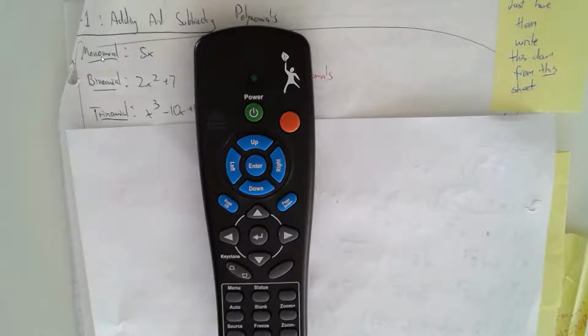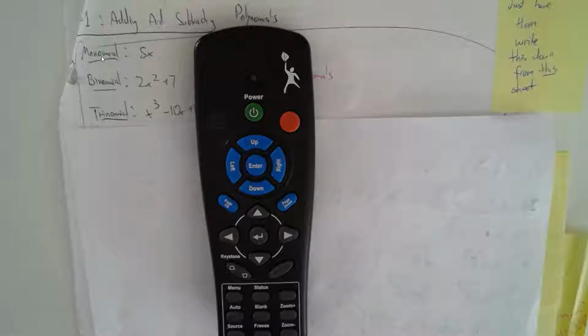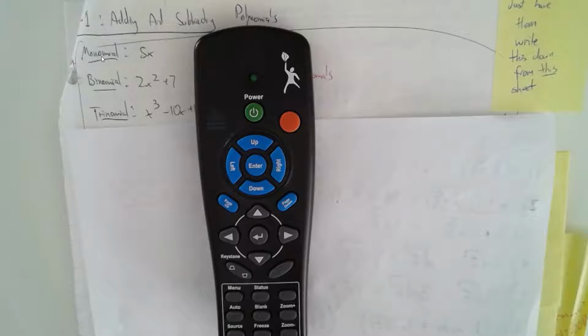There's a hint here. What does it have to do with the thing that's next to it? Why is this called a monomial? Why is this called a binomial? Why is this called a trinomial?